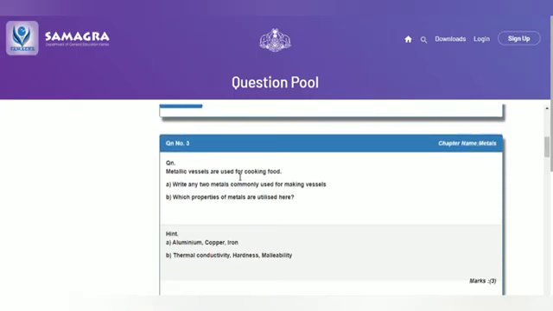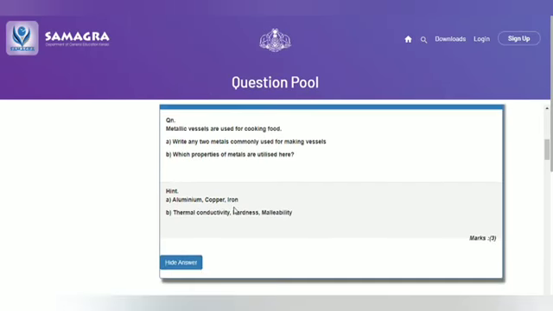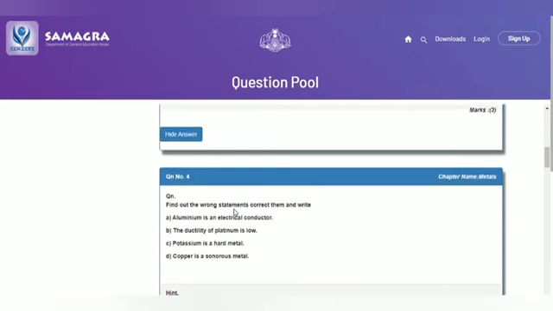Metallic vessels are used for cooking food. Write any two metals commonly used for making vessels. Aluminium, copper and iron. Which properties of metals are utilized here? Thermal conductivity, hardness and malleability.